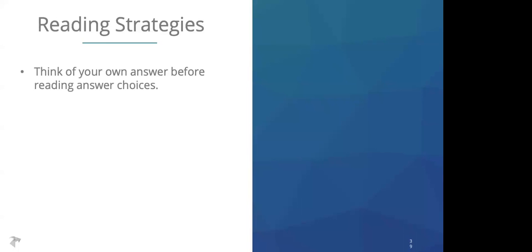Now we're going to go over some reading strategies to approach questions and eliminate answer choices. So you're going to want to read the passage and the question and try to come up with your own answer before going over the answer choices. Again, this can help you avoid falling into the trap of the answer choices that are designed to look really tempting and designed to look correct, but are in fact incorrect. So try to think of your own answer before going to the answer choices for the reading section.